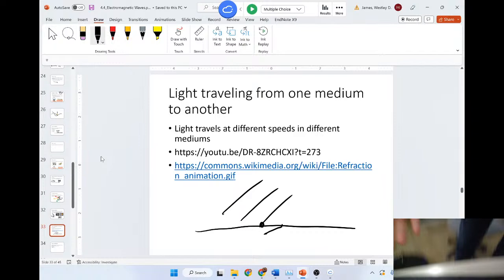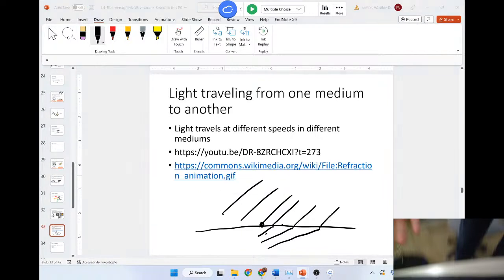So these people are going to travel less distance in the same amount of time. And so this light will start to bend because of this change in speed. These people will be going slower. These people will be going the same speed. And so you get this bending. The original rays are all kind of parallel to each other still.